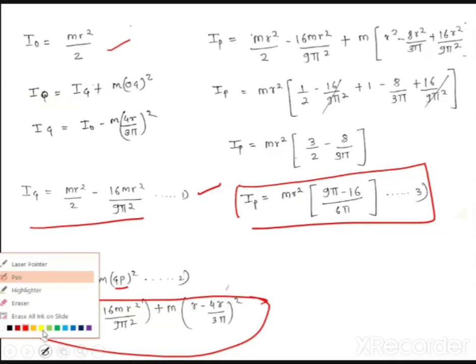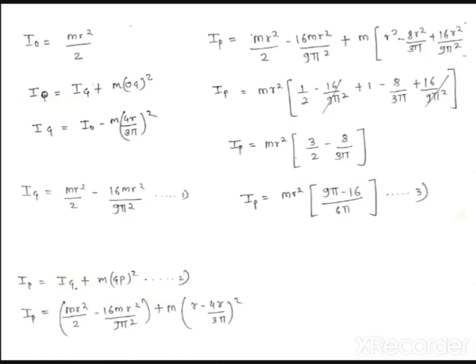So how will you solve this equation? It's not so difficult. Ip is equal to Ig plus M into GP squared. Ig is mr² by 2 minus 16mr² by 9π². GP is r minus 4r upon 3π. Then solve this bracket. r minus 4r by 3π means what? a² minus b², a minus b bracket squared, so a² minus 2ab plus b². Right? So solve this bracket. You will get some terms and finally you will get Ip.